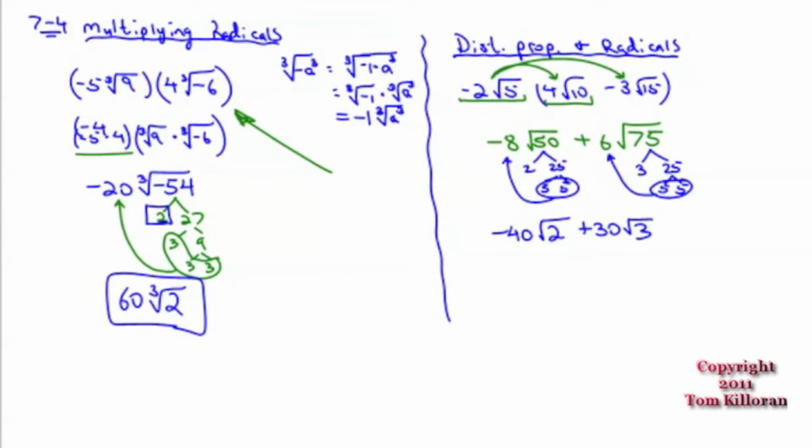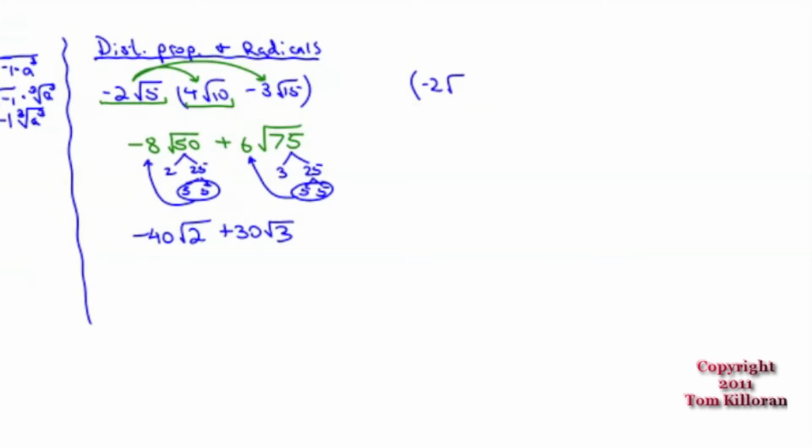What if we had something like negative 2 square roots of 6 plus 3 times 5 square roots of 15 minus 2? What does it look like? Looks like a distributive property, FOIL. Looks like 2 binomials multiplied together. They behave like polynomials for the most part.